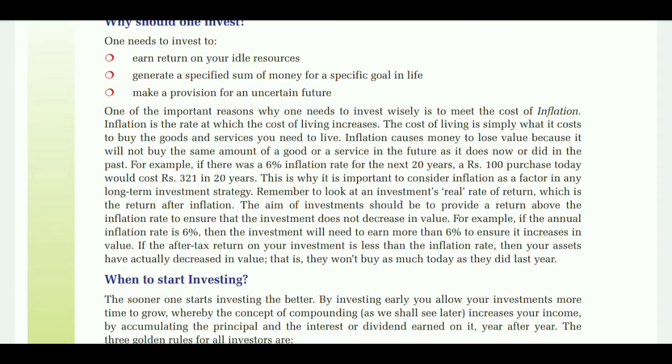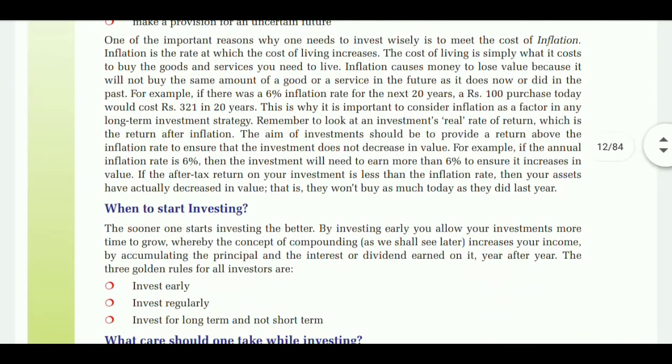When to start investing? The sooner one starts investing, the better. By investing early, you allow your investments more time to grow, through the concept of compounding, as we shall see later, which increases your income by accumulating the principal and the interest or dividend earned on it year after year. The three golden rules for all investors are: invest early, invest regularly, invest for the long term and not the short term.